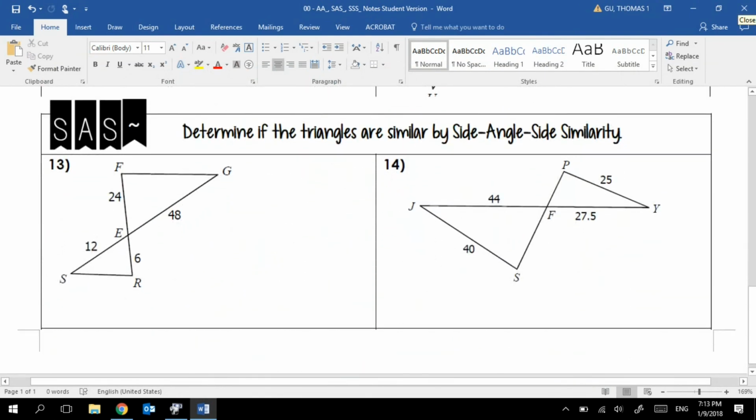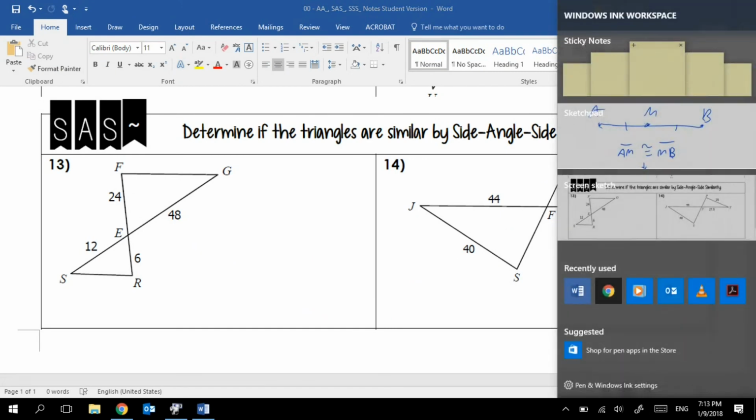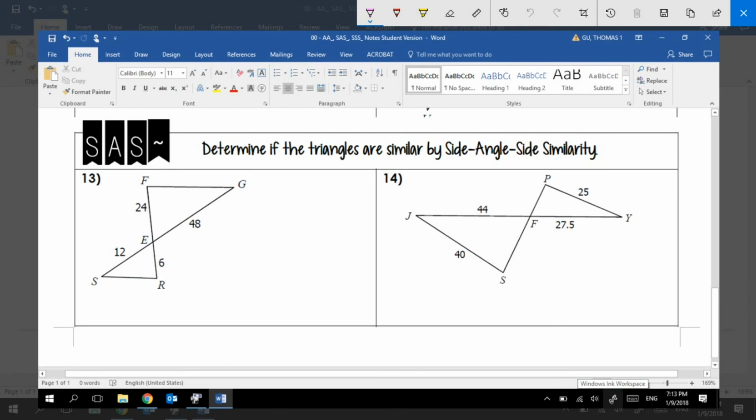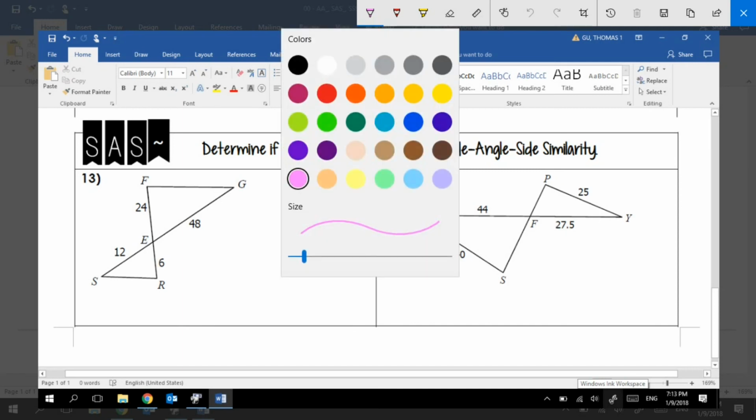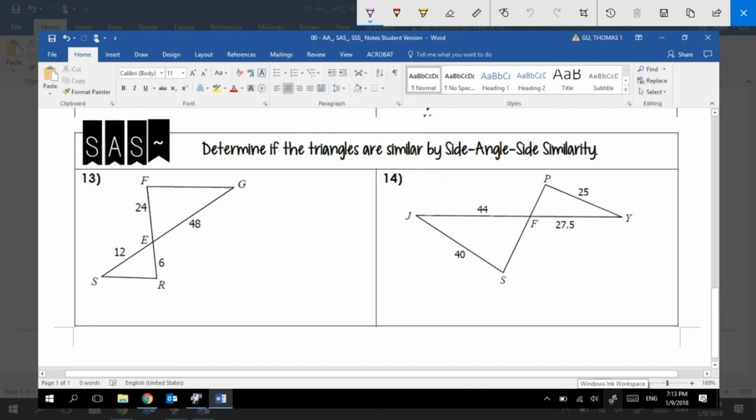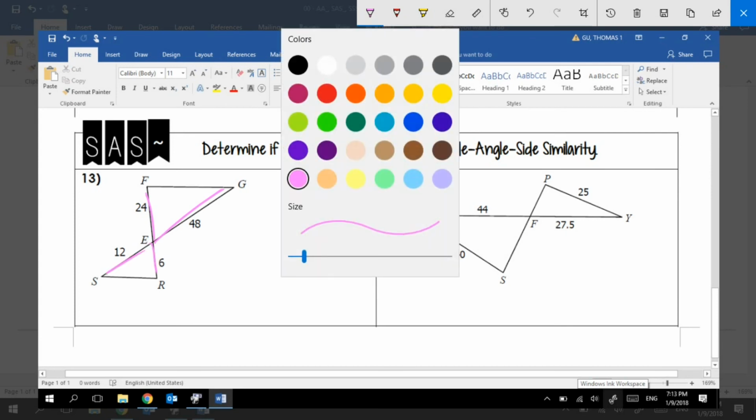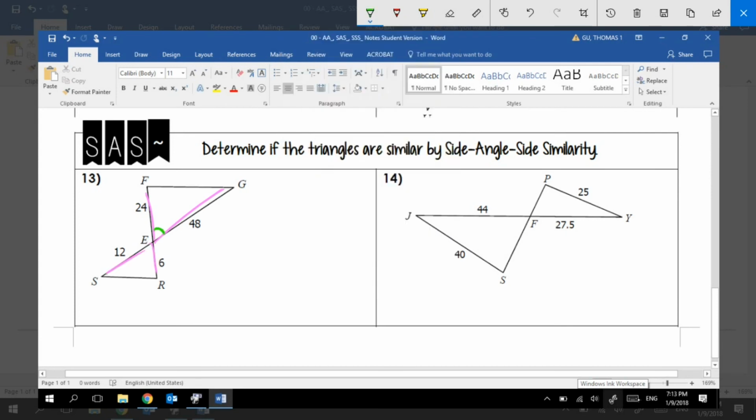So we're looking for a side, an angle in between, another side. So let's take a look. Let's do number 13. So remember, the angle has to be included between the two sides. So first of all, let's look. We can already see that here are two sides right there, and here are two sides. The angle needs to be in between the two. So it's going to have to be this one and this angle. Are those two angles congruent? Yes, they are, because they are vertical angles. So we've already taken care of our angle.